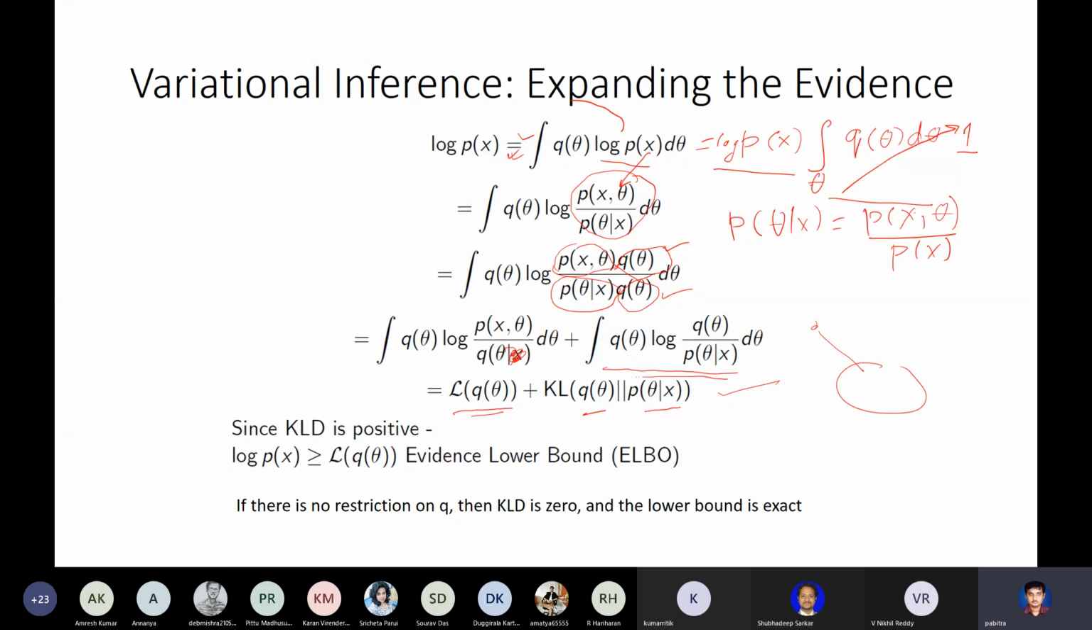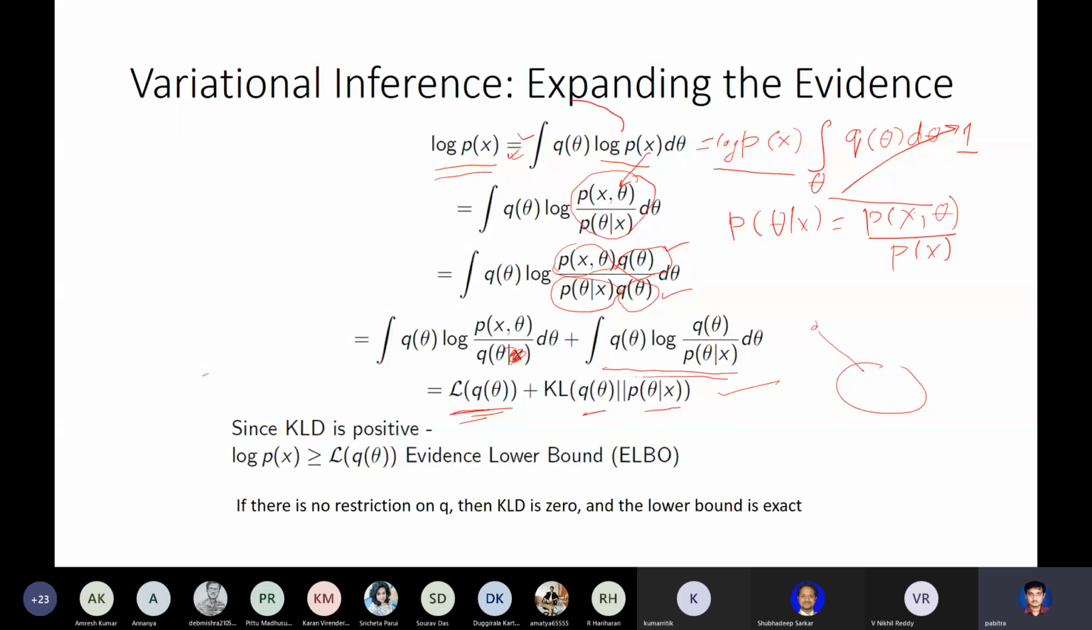Okay, so as we have said before, the Kullback-Leibler divergence is 0 or positive, greater than or equal to 0. So this first term is a lower bound on log of p(x), because log of p(x) is this first term plus some positive quantity. That means this script L will always be less than log of p(x).